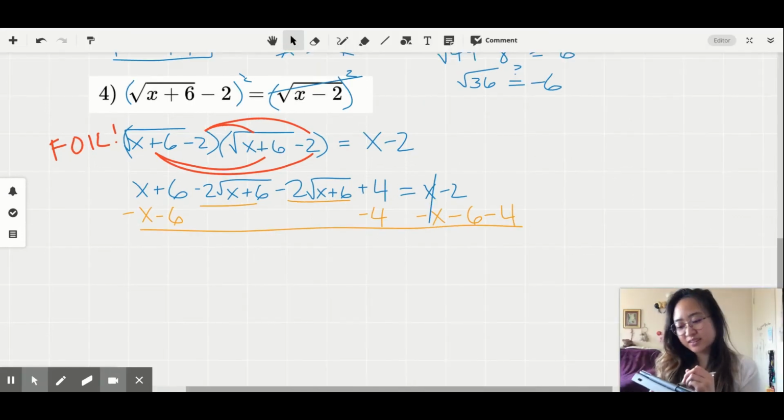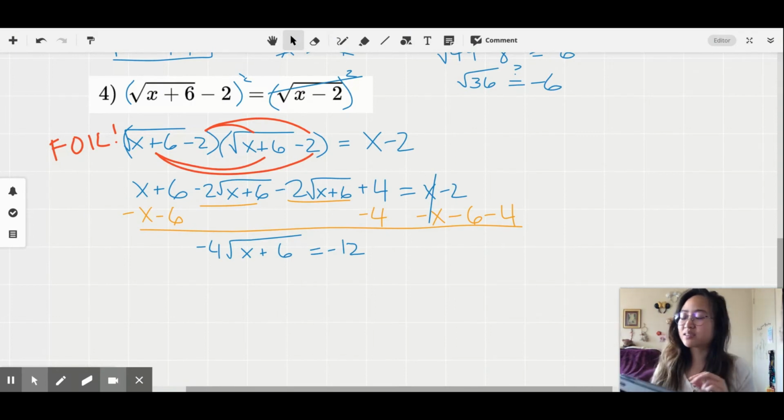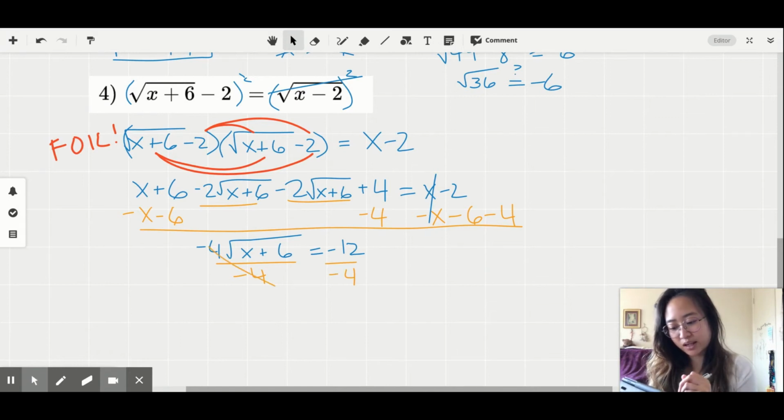So that tells us that on the left side we get negative 4 times the root of x plus 6, and that all adds up to negative 12. So now we're looking at a problem that looks kind of similar to the easier ones that we did up above. So same thing, isolate the square root. Let's divide out that negative 4, both sides. We get root of x plus 6 equals 3.